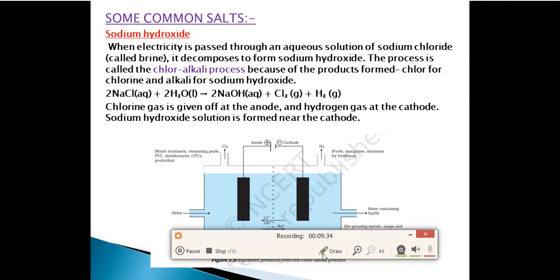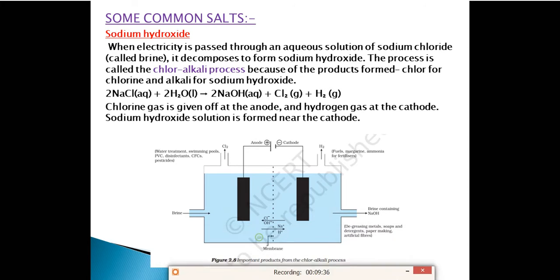Now let us come to the next part of this chapter, that is some important salts or some common salts. From this section also questions are asked, such as: what is the chemical formula of bleaching powder, write its two uses. What is the chemical formula of washing soda, write its two uses.